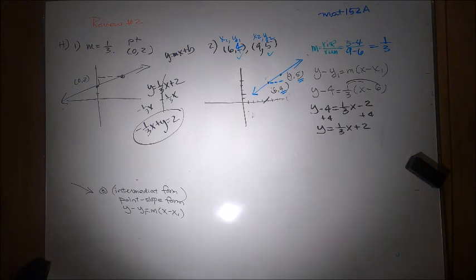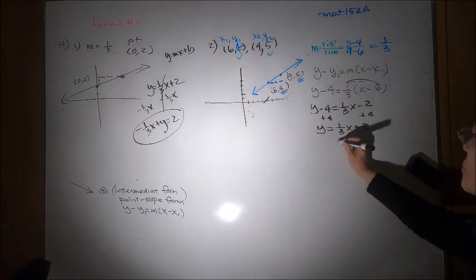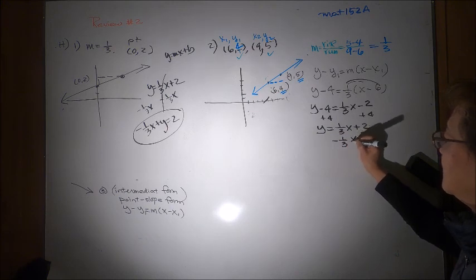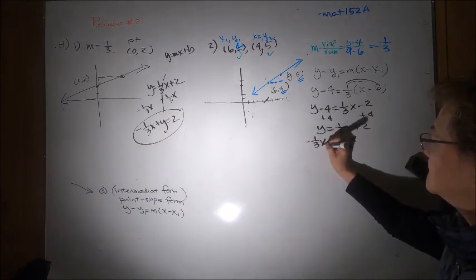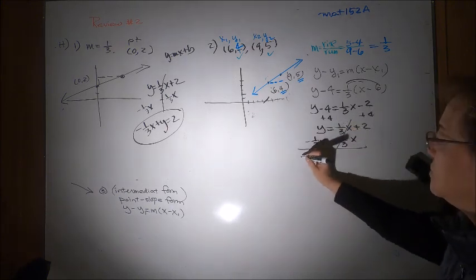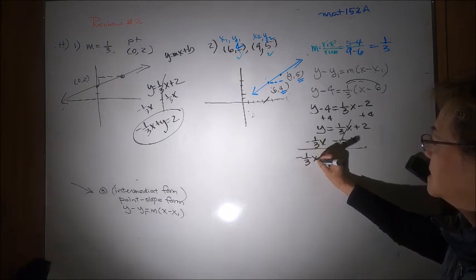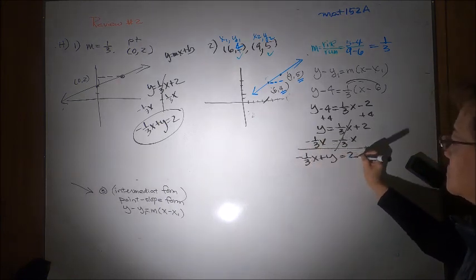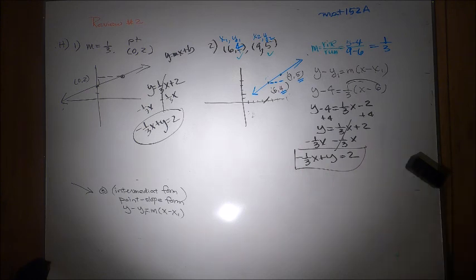Then we write the answer in standard form. So we will minus 1/3 x. So that would be what? Negative 1/3 x plus y equals 2, right? So that would be your answer with what? A standard form, right?